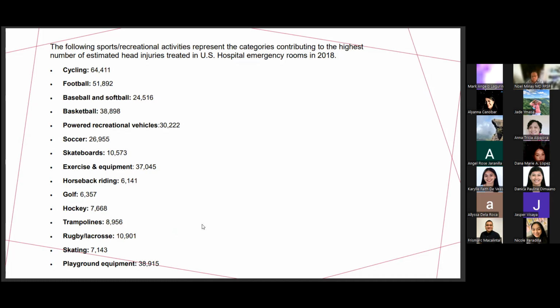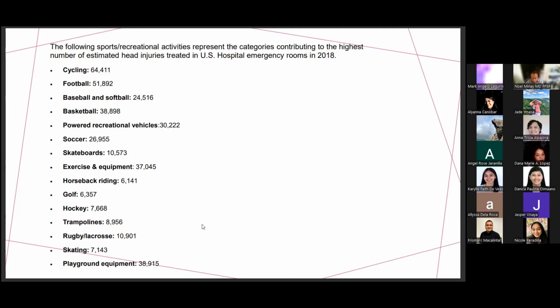Powered recreational vehicles, 30,222. And soccer, 26,955. And for skateboards, 10,573. Exercise and equipment, 37,045. Horseback riding, 6,141. In golf, 6,357.